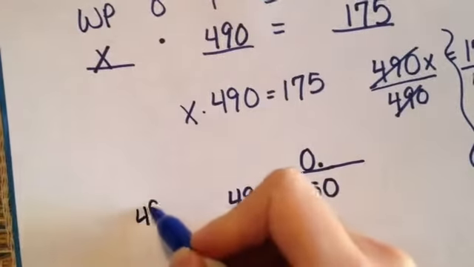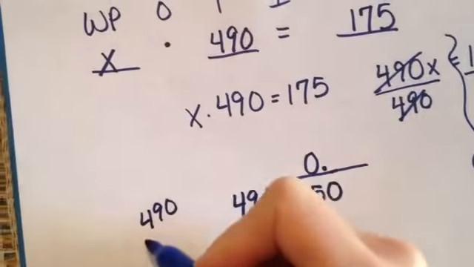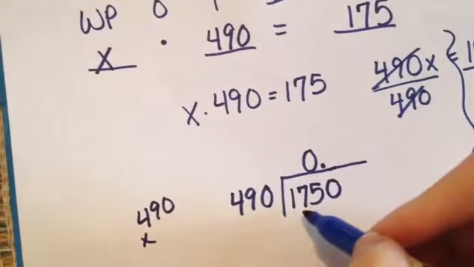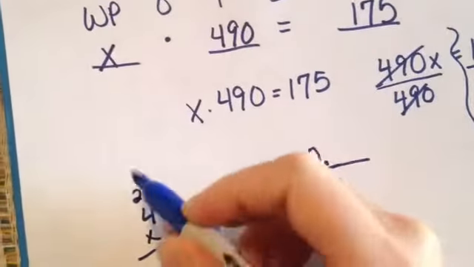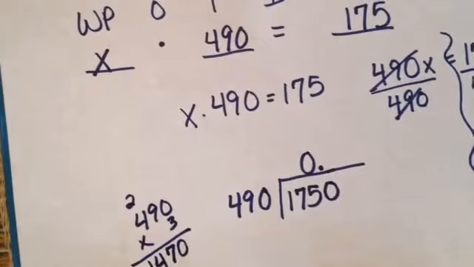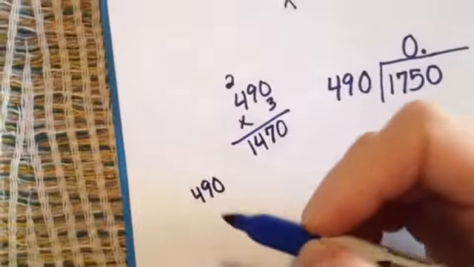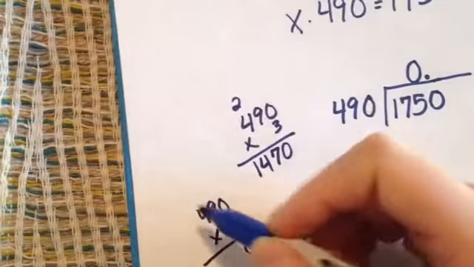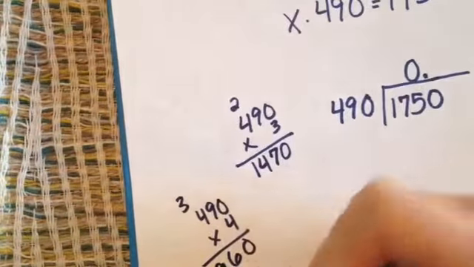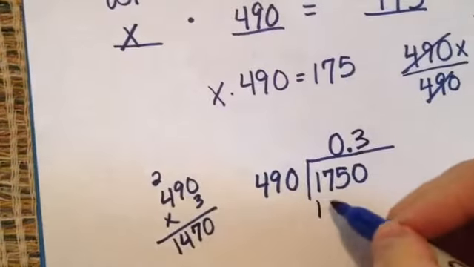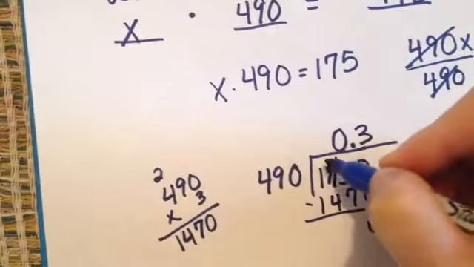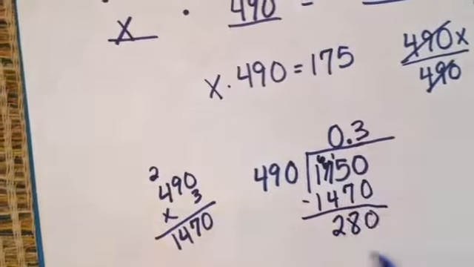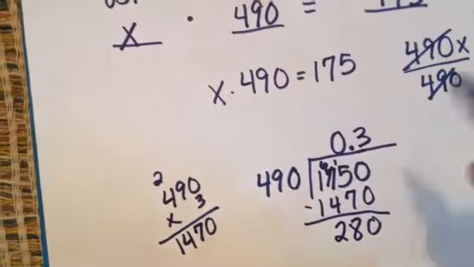Let's try 490 times 3. I know 4 times 4 would be 16. So let's try 3. I feel like 4 might be too much. 1470. Let's go ahead and try 4 as well. Yeah, 4 is too much. Okay, so we're going to do 3. So 3 times 490 is 1,470. Going to subtract. And is 280 less than 490? Yes, so I can keep going.